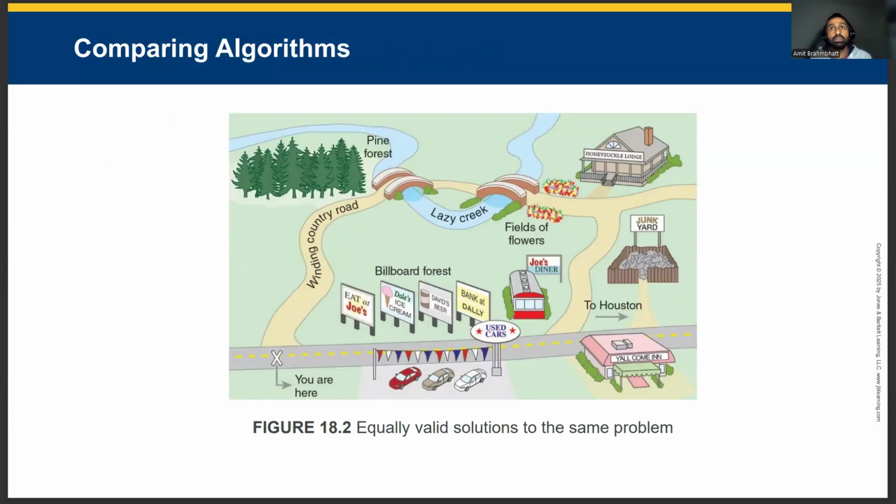Comparing algorithms. Here we have a figure showing equally valid solutions to the same problem. Multiple algorithms can solve the same problem but may differ dramatically in efficiency. The figure shows two valid algorithms for a task, emphasizing the idea that correctness alone is not enough. Performance matters.